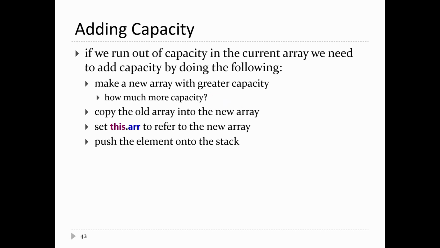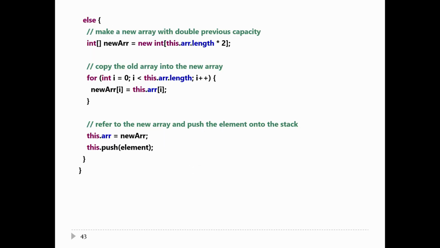When you make the new array, you have to remember there's elements already in the stack. So you want to take all the current elements that are in the stack and copy those into the new array. So copy the old array into the new array. Now we've made a new array, and our stack has a reference to that array. It's this arr. So we have to make this arr now point at, or refer to, the new array. Now you've got room in the array to hold a new element. So finally, I can push the element onto the stack. So what does that look like?